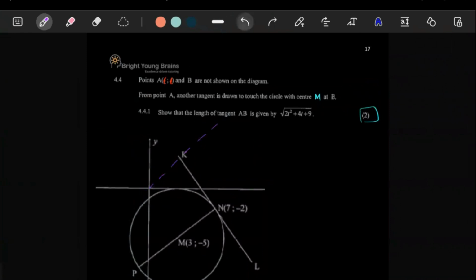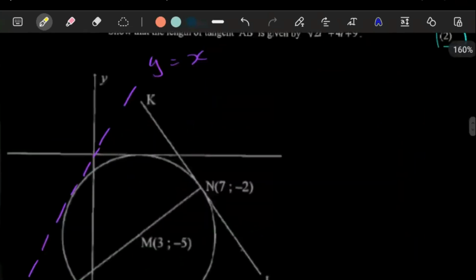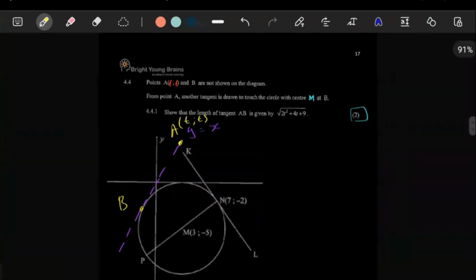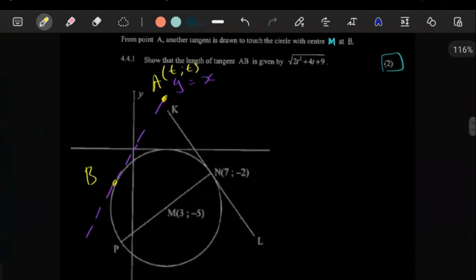Or rather, let's just finesse the whole thing. It means that the equation of our tangent is just y is equal to x. Because if point A is a random point somewhere, and B is a point on the circle, the only way point A can be t, t is if the equation of that straight line is just y is equal to x. So by default, you know that this is the tangent that they're talking about. So they're saying show that the length of this tangent is given by this equation.